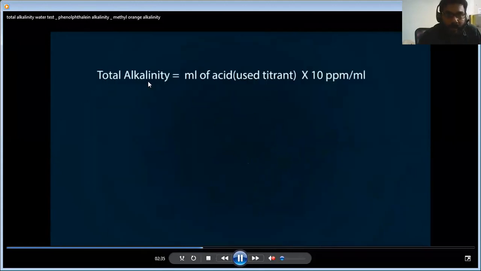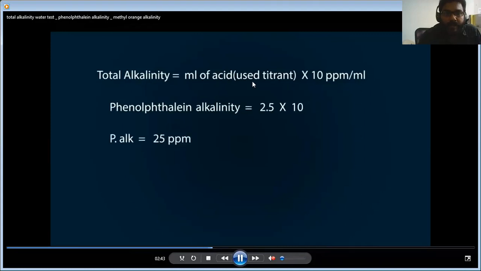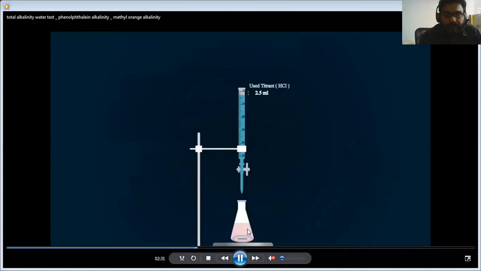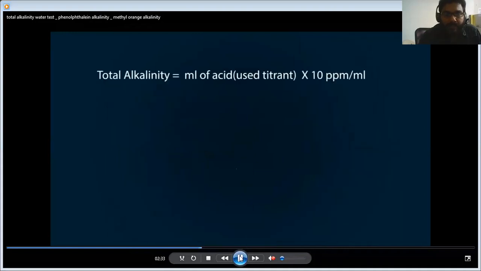Now we calculate total alkalinity, which equals the ml of acid used times 10 ppm. How much acid was used? 2.5 ml. Total alkalinity equals 2.5 ml into 10 ppm. What is the value? 25 ppm. The total alkalinity of water is 25 ppm.